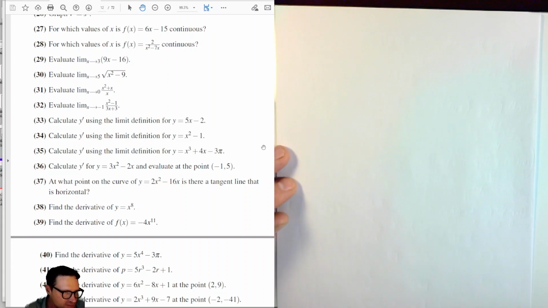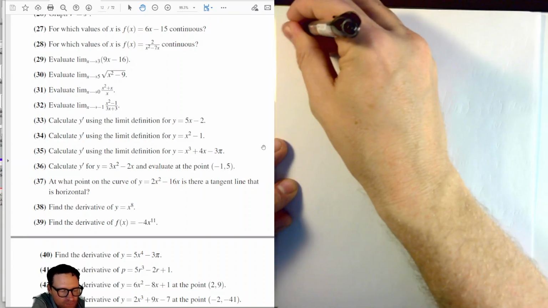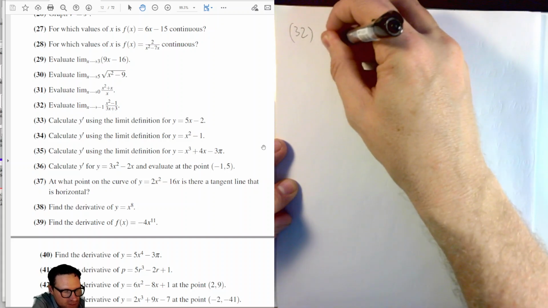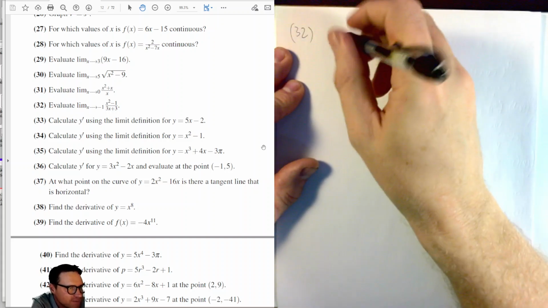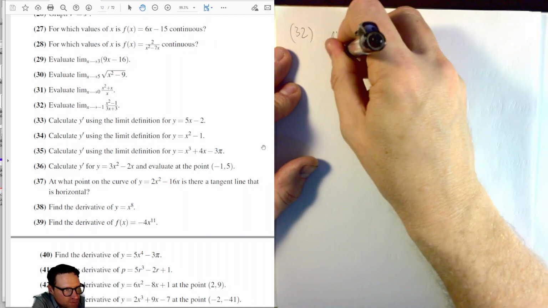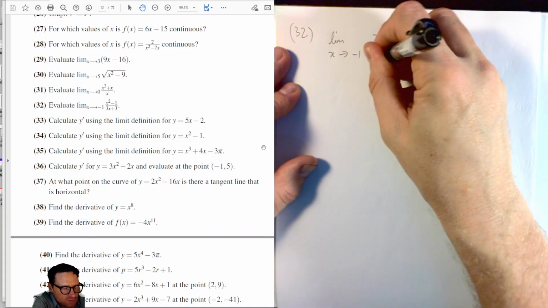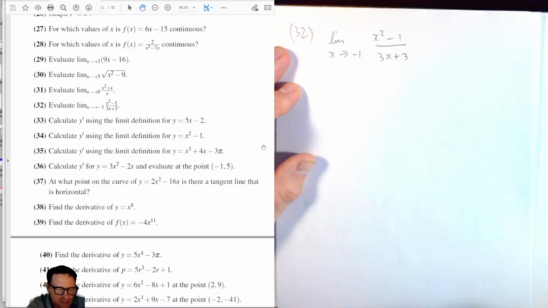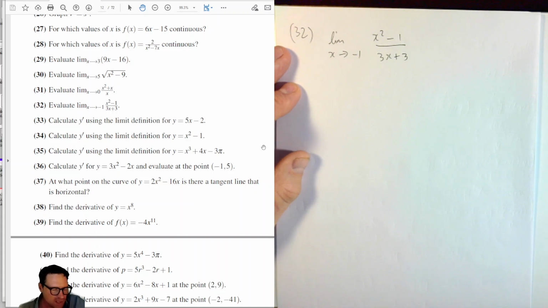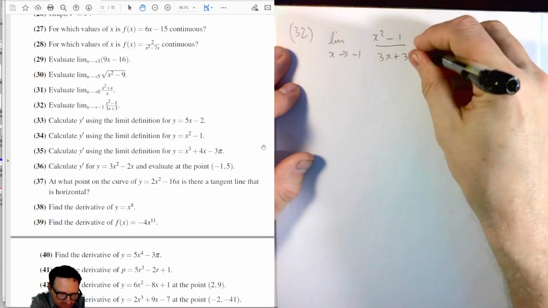Okay, question 32. For 32, we want to evaluate the limit as x approaches minus 1 of (x squared minus 1) over (3x plus 3). So look at this. If you just subbed in minus 1, you would have 1 minus 1 in the numerator, which is 0, and you would have minus 3 plus 3 in the denominator, which is 0. So you would have 0 over 0, which is not defined.